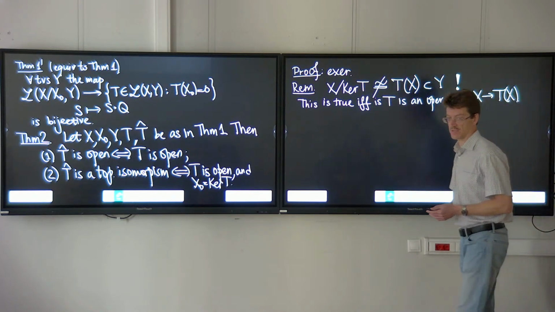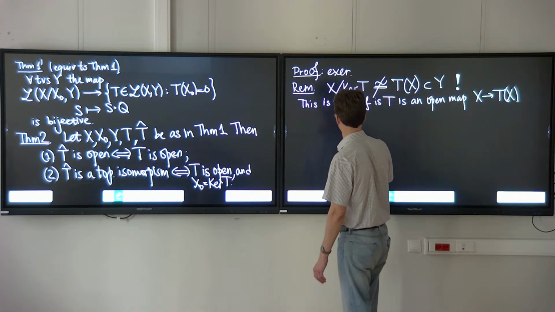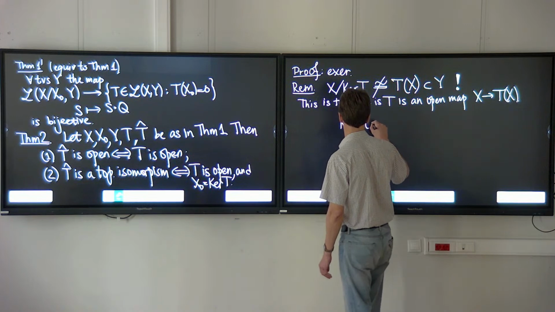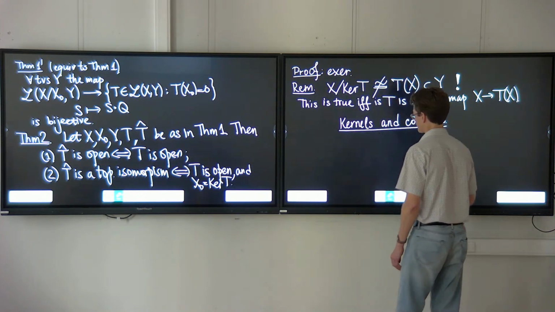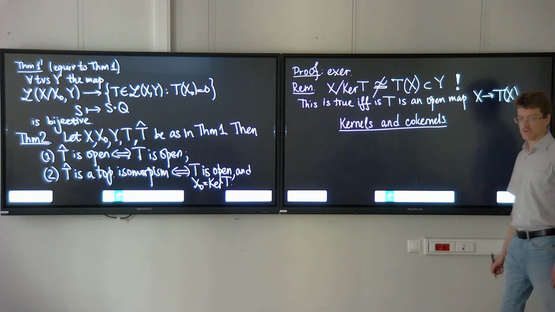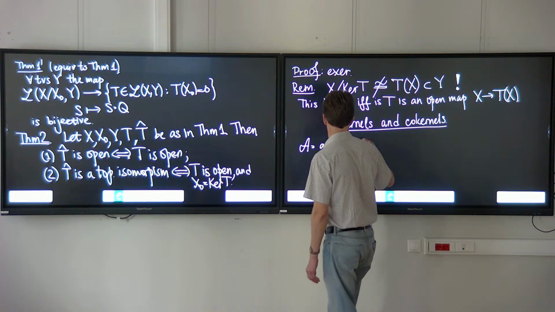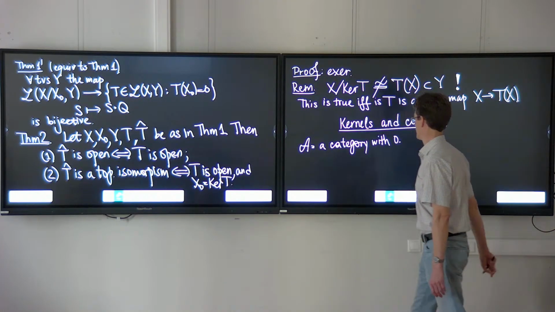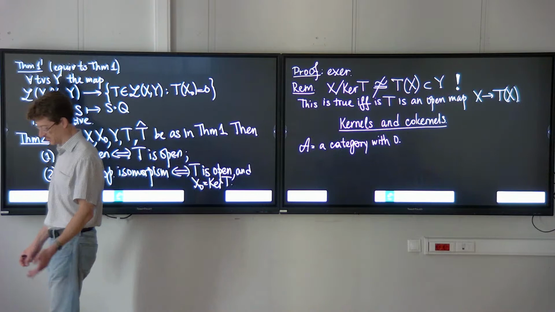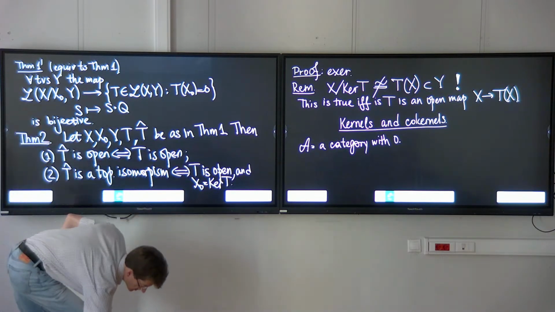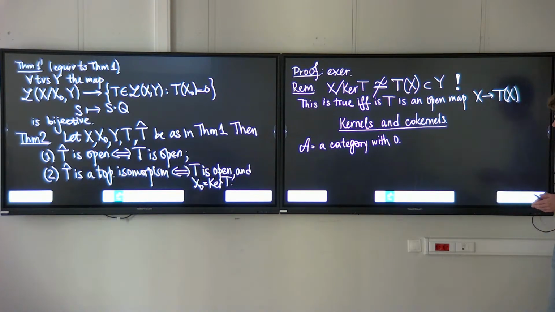On the other hand, we'll see now that a morphism in the category of topological vector spaces has a kernel and a co-kernel. So let's discuss kernels and co-kernels. Well, to begin with, let's recall a general category theoretic definition. Suppose that A is a category with 0. So let's recall that an object of a category is a 0 object if it is both an initial object and a terminal object. So for every object x, there is a unique morphism from x to 0 and a unique morphism from 0 to x, which is called the 0 morphism.